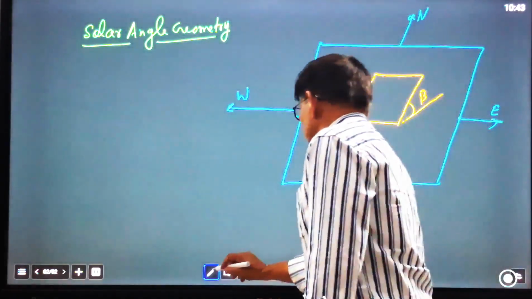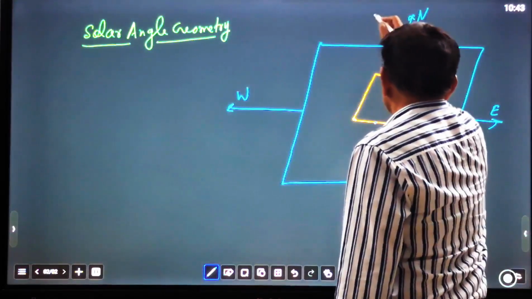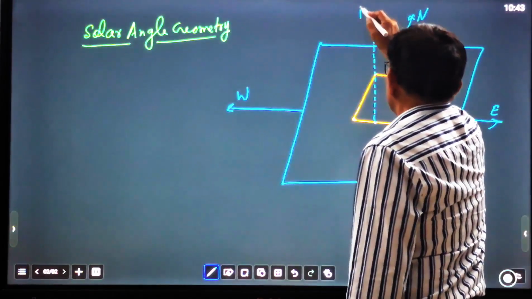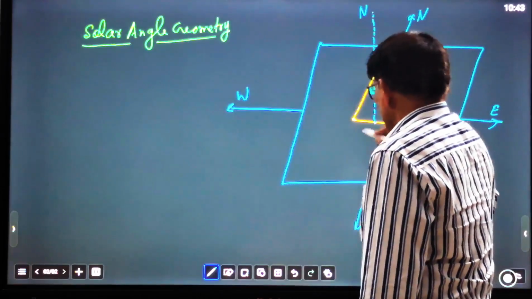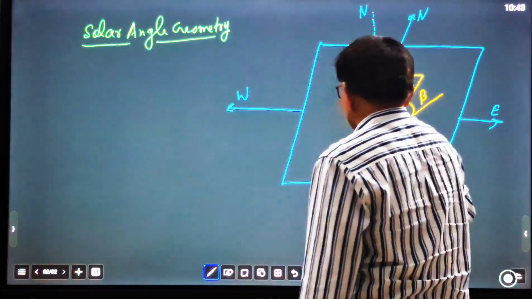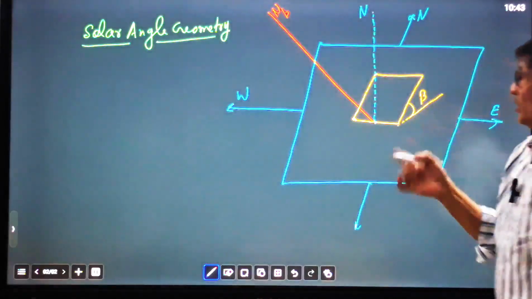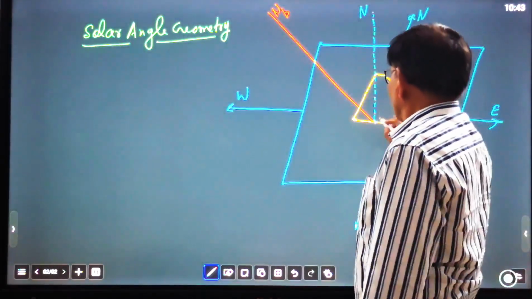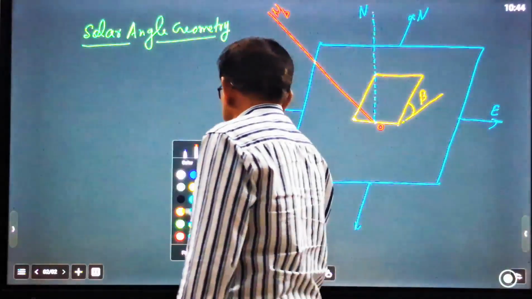And now we draw a normal. It is normal to the earth's surface, normal to the horizontal surface, normal to the plane. There are two normals: one normal is to this surface, and one normal is at the point of observation O. And now the position of the sun is here.